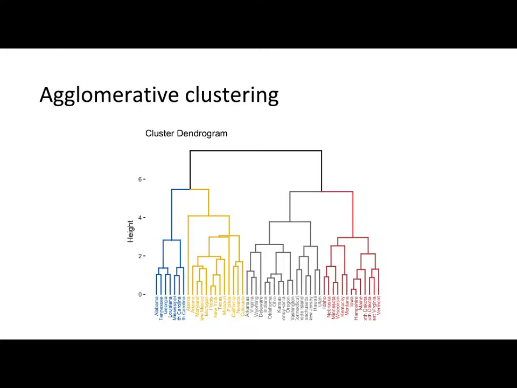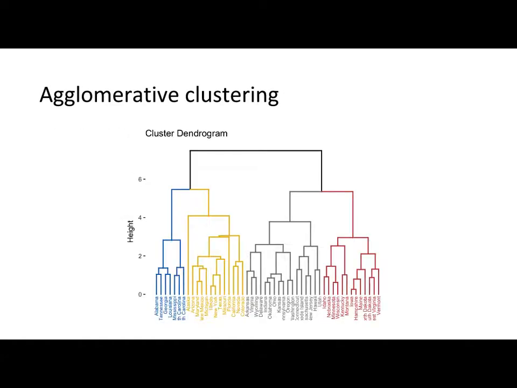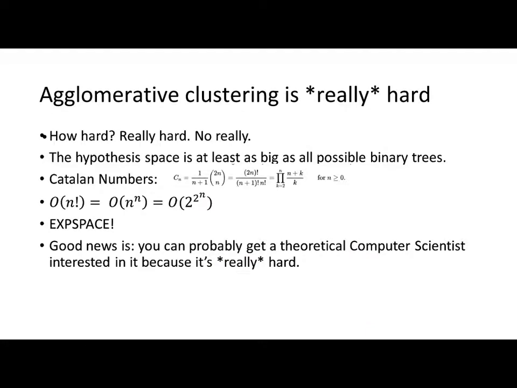And to impress upon you how hard this is: very hard. So again, if you look at this analogy of building binary trees, right? This can be expressed by Catalan numbers. And there's a 2n factorial there, and this is just a back of the envelope order of calculation, but that can be expressed as 2 to the 2 to the n, and that's exponential space. So how hard is exponential space?